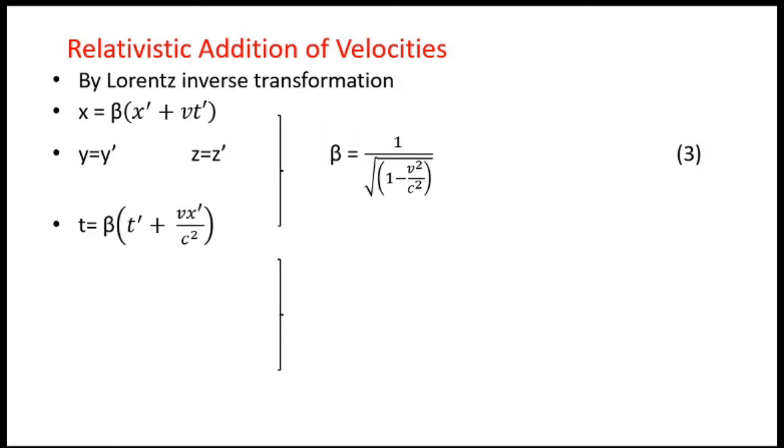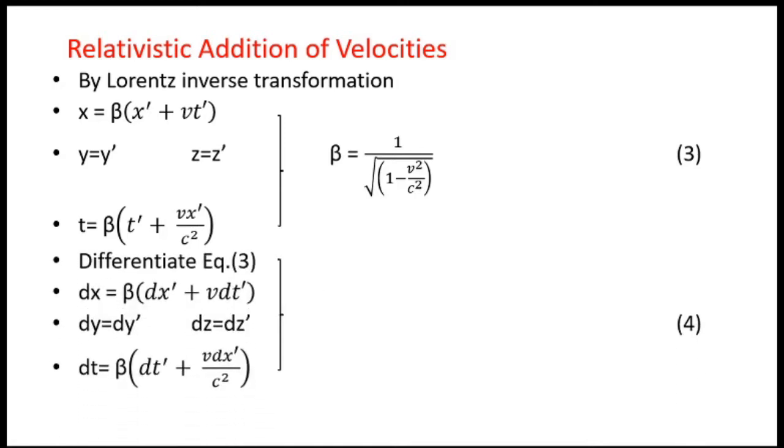Now here we are going to make use of the Lorentz inverse transformations, and we know that the x coordinate in the inverse transformation is given by x is equal to beta times x dash plus vt dash, y is equal to y dash, z is equal to z dash, and the time coordinate t is equal to beta times t dash plus vx dash upon c square. And what was beta? Beta is equal to 1 upon under root of 1 minus v square upon c square. This is equation 3.